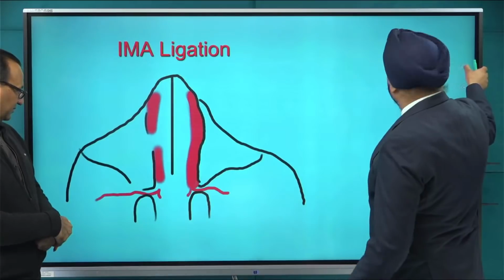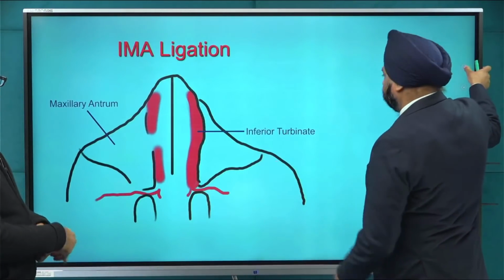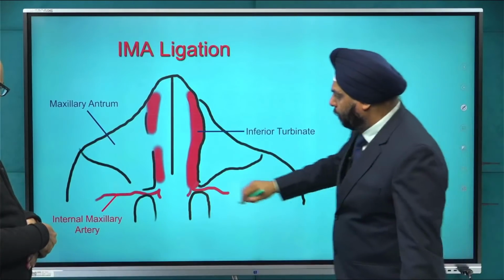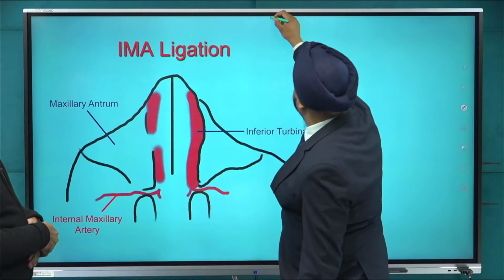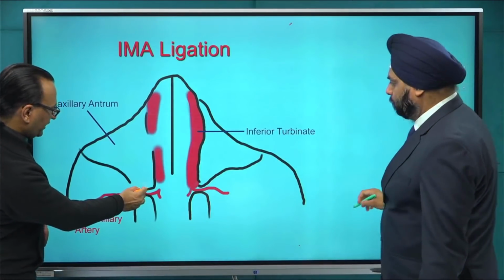We can go two ways. We can go endoscopically, or through the antrum. So number one, you can see over here, this is the antrum. So this appears to be the internal maxillary artery. This is the foramen where it is giving off the sphenopalatine.